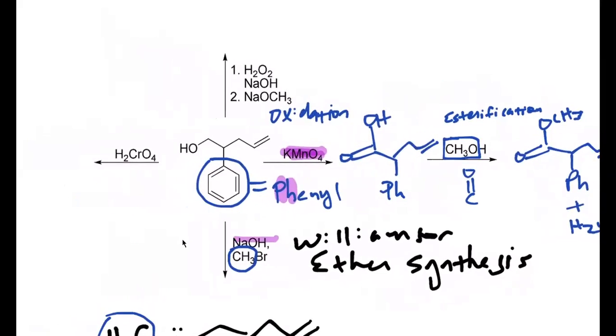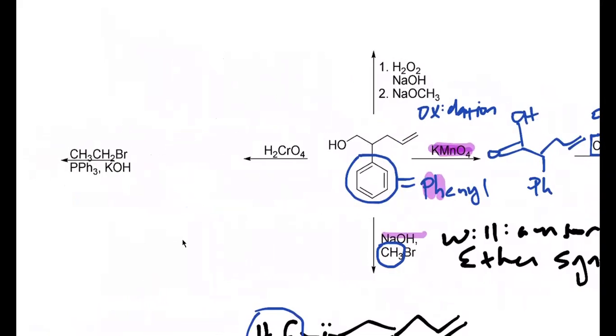Let's go to this side. We have chromic acid and a primary alcohol. What is that going to give me? An aldehyde. Good, good. It's going to oxidize that alcohol up to the aldehyde. That's exactly right. So I'm going to have this aldehyde.